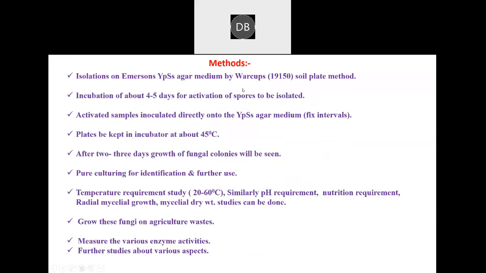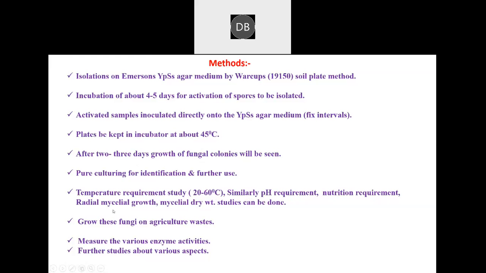Then coming to the methods for the isolation of thermophilic fungi, one has to bring the sample, and that sample has to be activated in an incubator at 45 degrees centigrade for 4 to 5 days. Then the sample is taken by the direct plate method suggested by Warcup in 1950. Activated samples will be directly inoculated on YpSs agar medium by the direct plating method. Then these plates will be kept in the incubator at 45 degrees centigrade. After 2 to 3 days, fungal colonies will be seen. Then pure culturing for identification and further use will be done.